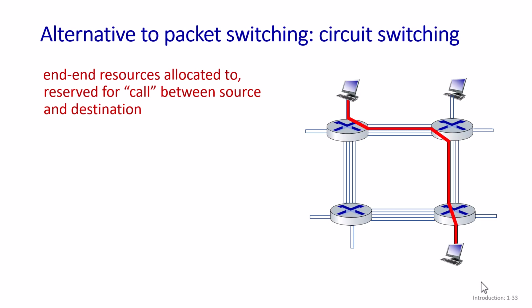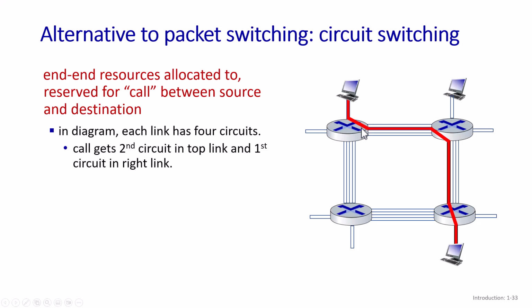The alternative to packet switching is circuit switching. Now, let's say we have host A and host B, and let's assume that they are having a video chat through these lines over here. In circuit switching, end-to-end resources are allocated and reserved for the call between source and destination. And we are going to talk about why it's called a call in this particular case. In the diagram, each link has 4 circuits. If you count here: 1, 2, 3, and 4. The call gets the second circuit in the top link and the first circuit in the right link. So here is the second circuit and here is the first circuit.